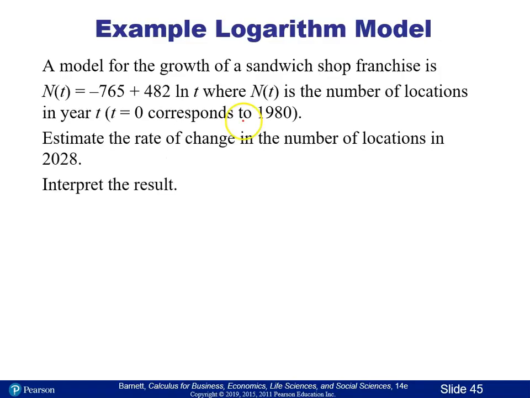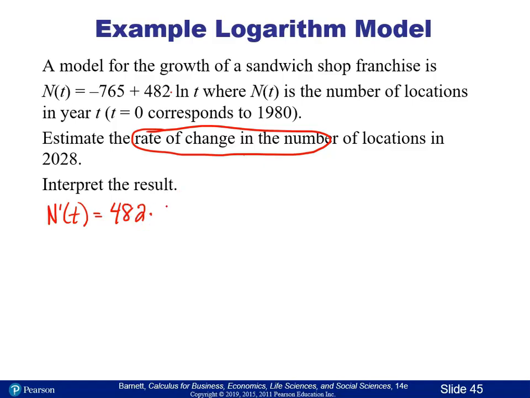Okay, so the next question is to estimate the rate of change in the number of locations. So in other words, the derivative. Okay, so we want to find the derivative of this expression. So that's going to be n prime of t is equal to, the derivative of a constant is 0, so I don't need to include that. This is going to be a constant multiple, so 482 times 1 over t, so 482 over t.